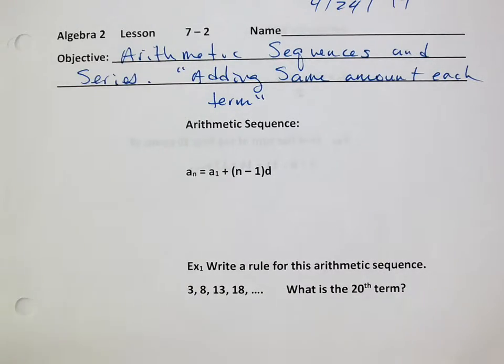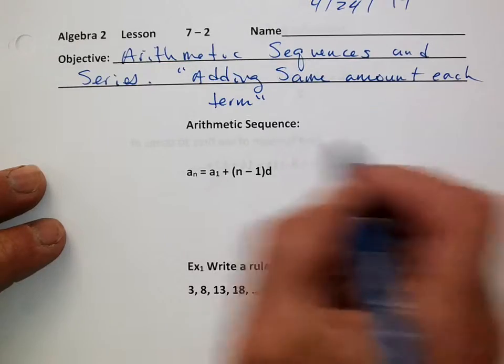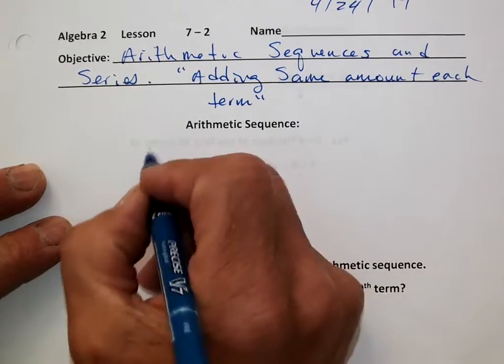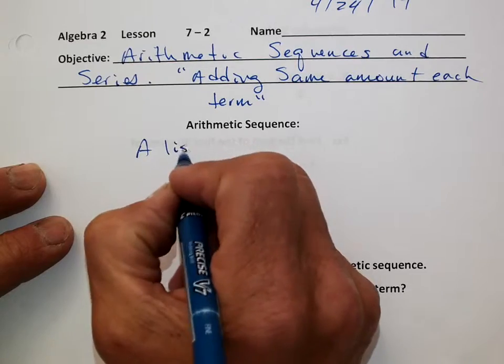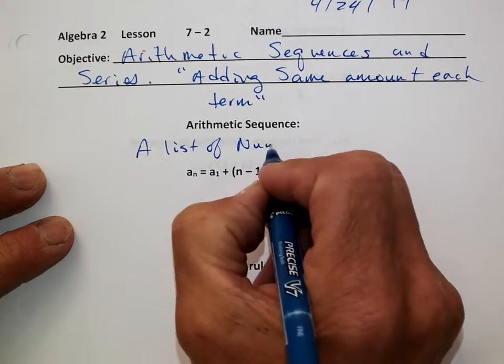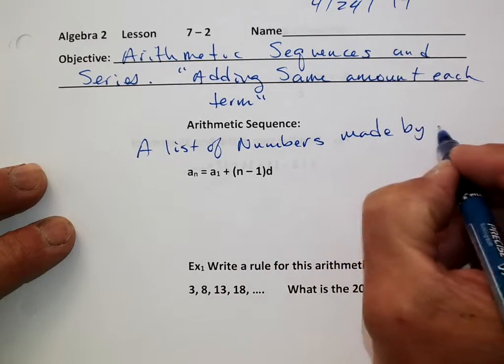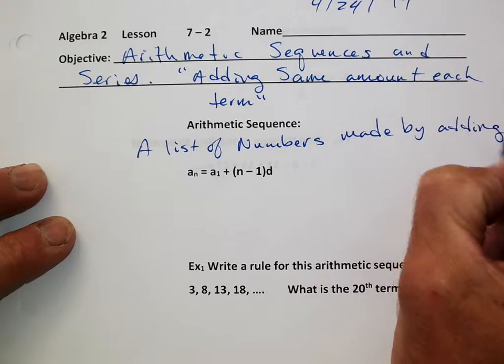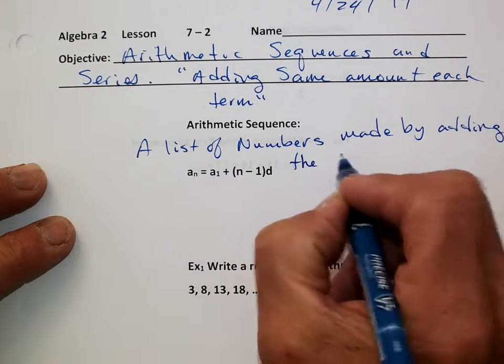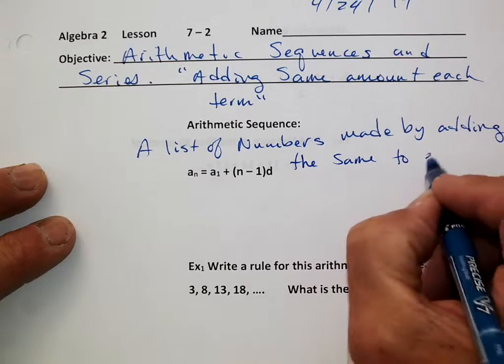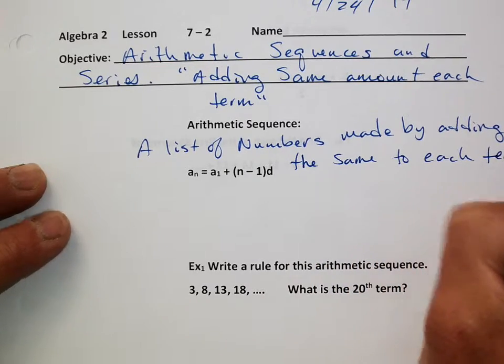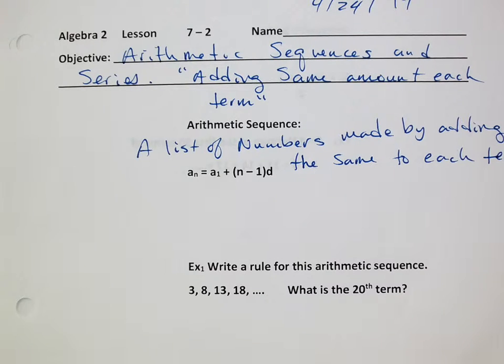Now, again, a sequence is just a list of numbers. So an arithmetic sequence is a list of numbers made by adding the same amount to each term. Okay? A sequence is just going to be listing the numbers. A series is to add them all up. And we'll talk about that on the back side, okay? So we're just going to list them, okay?